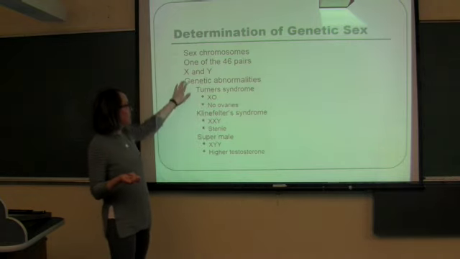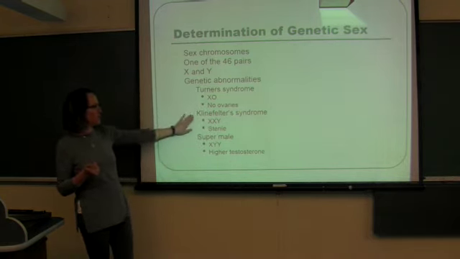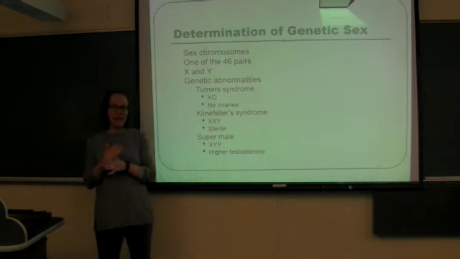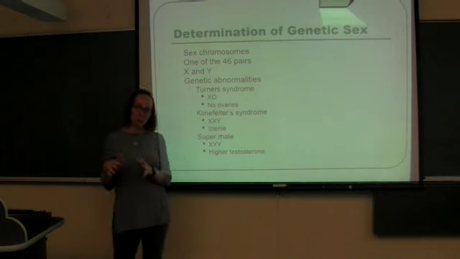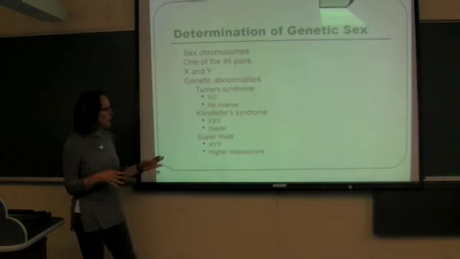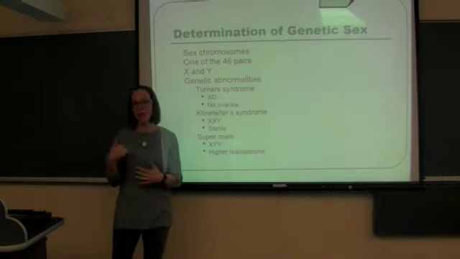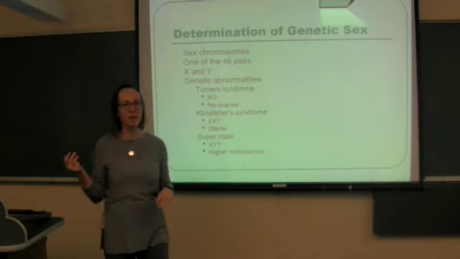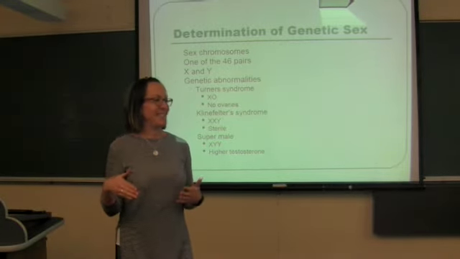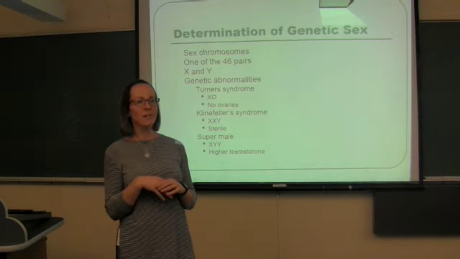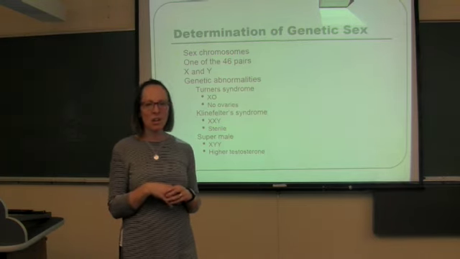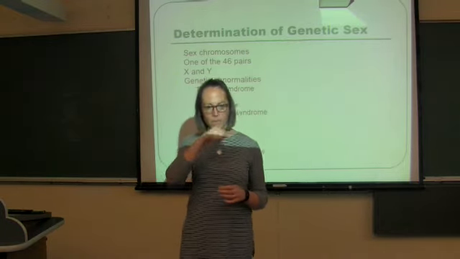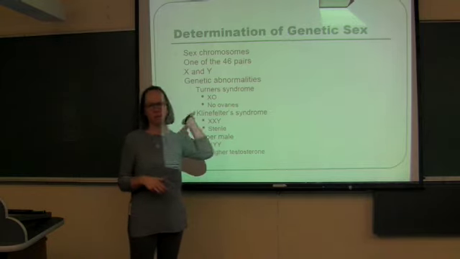So Turner's is a genetic abnormality seen in females. Klinefelter's is seen in males. They have an extra X. They tend to be sterile and a little bit more effeminate, okay? Supermale is XYY. High levels of testosterone, more aggressive. This is for real. And guess where we see this quite often? What population? Prison. Yeah. Because they tend to be more aggressive males, right? They've gotten in trouble. And there's a million more things that can happen.